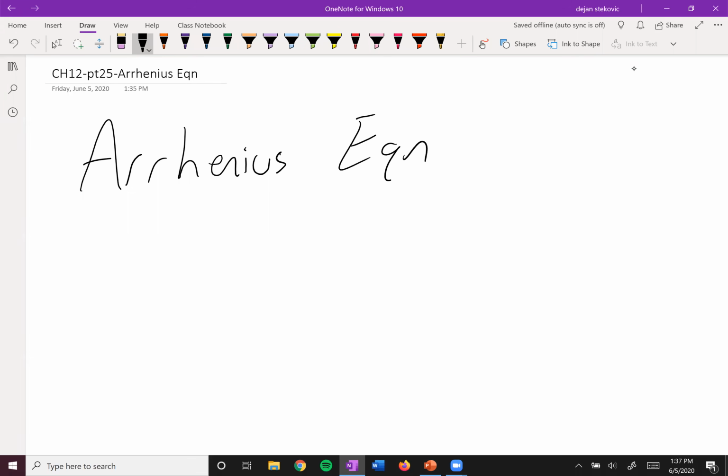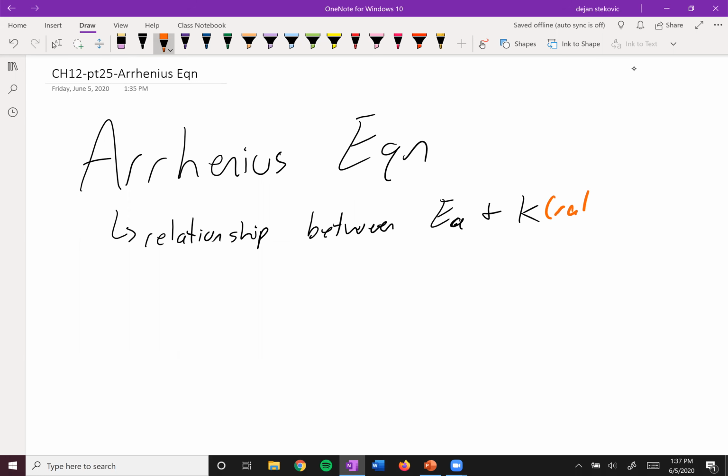All right, so next up is the Arrhenius equation. The Arrhenius equation gives us the relationship between the activation energy and K, the rate constant. And K is directly proportional to how fast the reaction is going. So big K, fast; little k, slow.